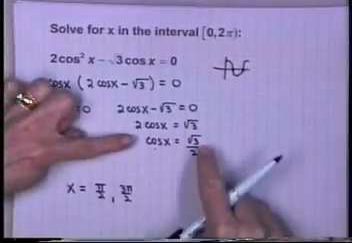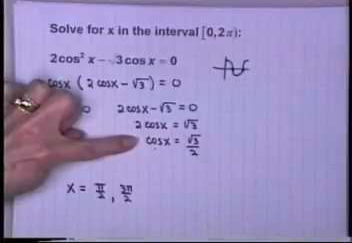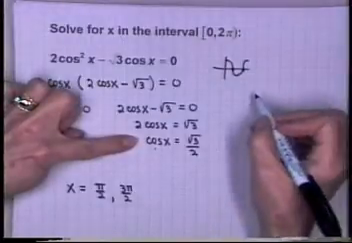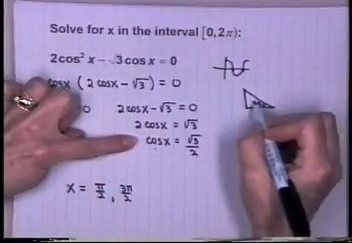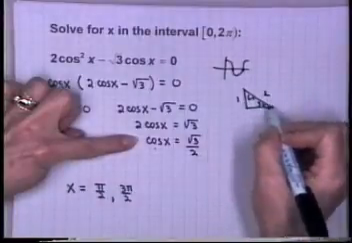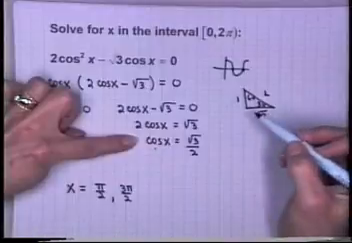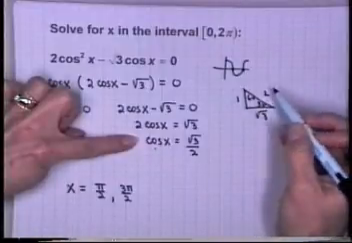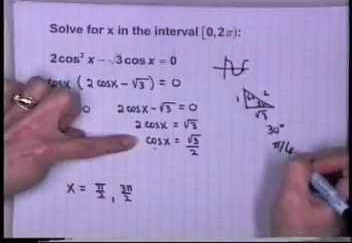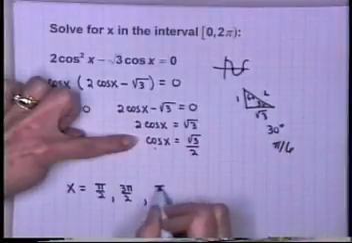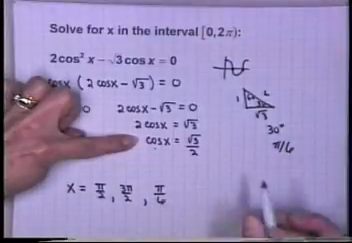Now, what about this cosine x equals square root 3 over 2? Those numbers are coming from your 30-60 triangle, aren't they? I'm going to put that one up here one more time. That triangle is so important to remember. Which one of these has a cosine of square root 3 over 2? It's 30 degrees. 30 degrees is pi over 6. So one of my solutions is pi over 6.